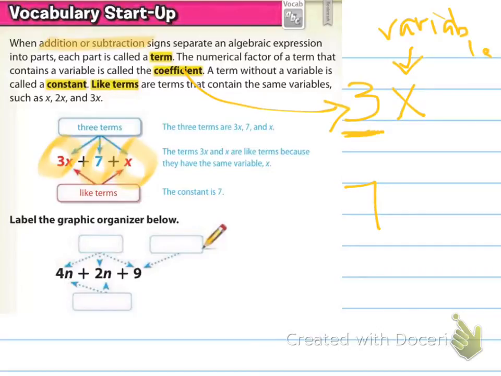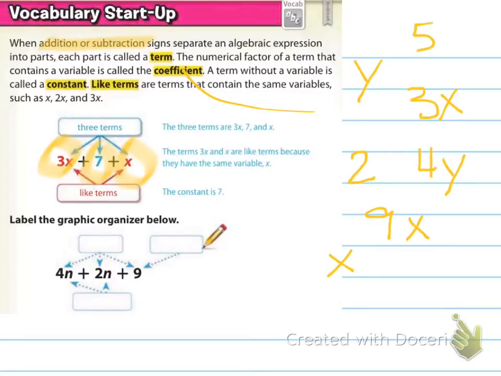So let me just give you some little examples over here so that you can think about what like terms are. I'm going to use a circle for my constants, which are my 5 and my 2. Those are like terms. If this were an addition problem, y plus 5 plus 3x plus 2 plus 4y plus 9x plus x, I know that I can combine 5 and 2 because they're like terms. I can add 5 and 2 together.